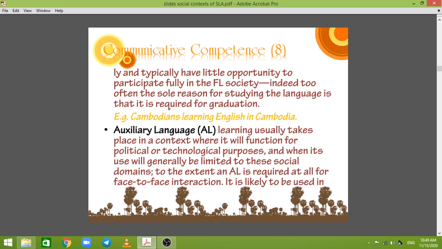For example, in Cambodia, Cambodians learn English, but without any specific purpose. Actually, in the context of Cambodia, English is not widely or dominantly used, not like the case of Malaysia, or the Philippines, or even Singapore.